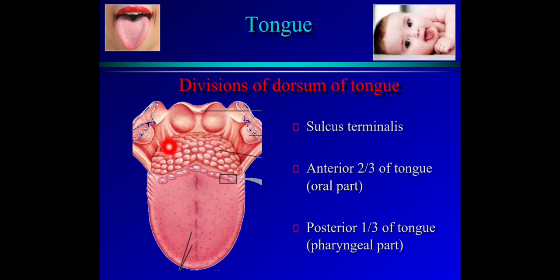Here this is the posterior 1/3 part of the tongue, that is the pharyngeal part of the tongue. It forms the floor of the tongue. It is related to the pharynx here, oropharynx, so it is the pharyngeal part of the tongue. Here in this part there is the presence of lymphoid tissue buried in it, and that's why it is called the lymphoid part of the tongue.